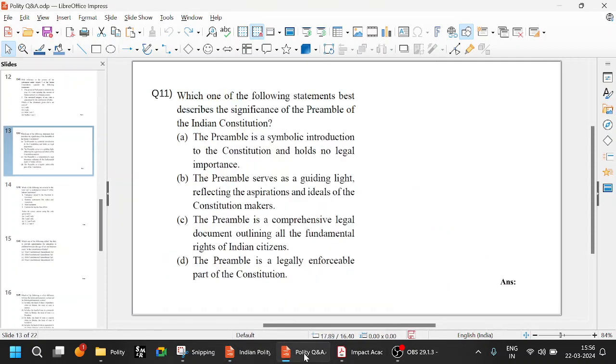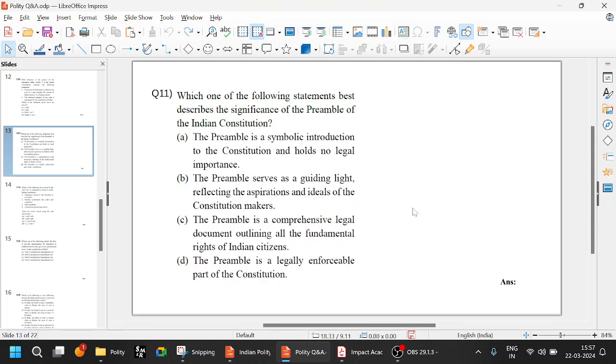Now let us look at the question. It's a very standard question. Which of the following statements best describes the significance of the preamble of the Constitution? Preamble is a symbolic introduction and holds no legal importance. So this is in a way true that it does not hold any legal importance, but it is not just symbolic. The preamble serves as a guiding light reflecting the aspirations and ideals of the constitution makers. This is a very standard statement, so I think outright you can go for this statement. So that is the option. Answer is B.